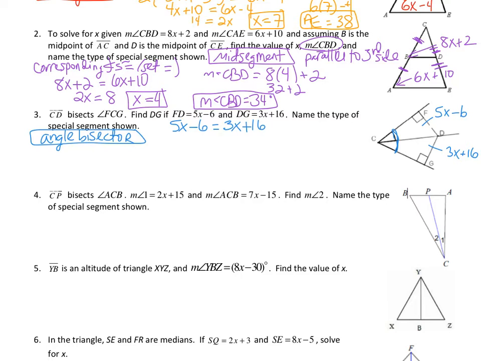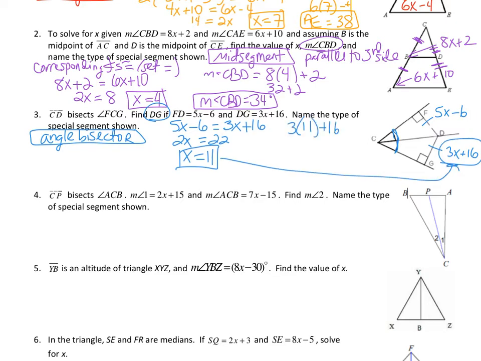If we set them equal to each other, we can subtract the 3x to the left, so we'd have a 2x. We can add our 6 to the other side, and that would give us a 22. Divide by 2, and we get x equals 11. But this one is really asking for the length of DG, so we need to take our x and put it back into that equation. To simplify, we've got 3 times 11, so that's 33 plus 16, so we have 49 as the length of DG.